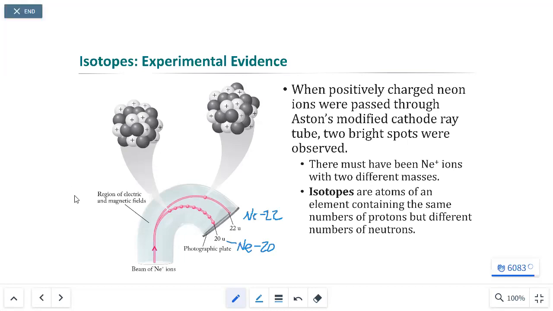What they do have in common is a common number of protons. So if I count it up, 1, 2, 3, 4, 5, 6, 7, 8, 9, 10. There are 10 protons in this sample of neon 20. And there are 10 protons in this sample of neon 22.